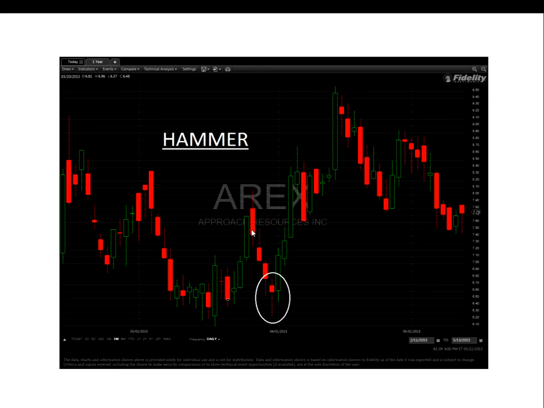So you see here we have a downtrend into the hammer. We have the body with the tail here, and after we get the hammer, we go straight into an uptrend.